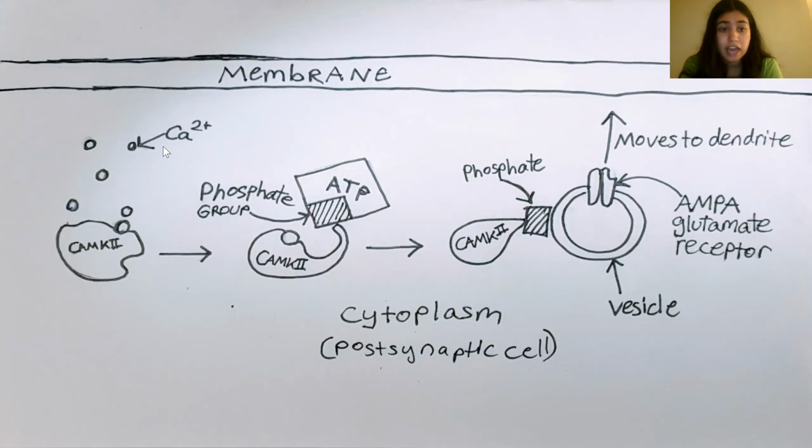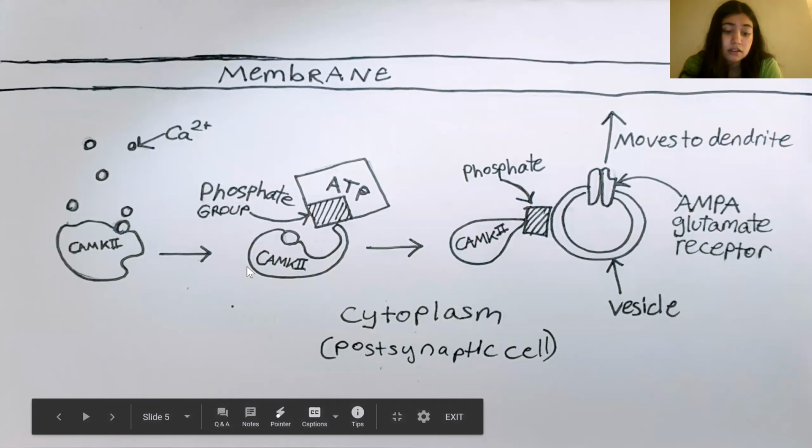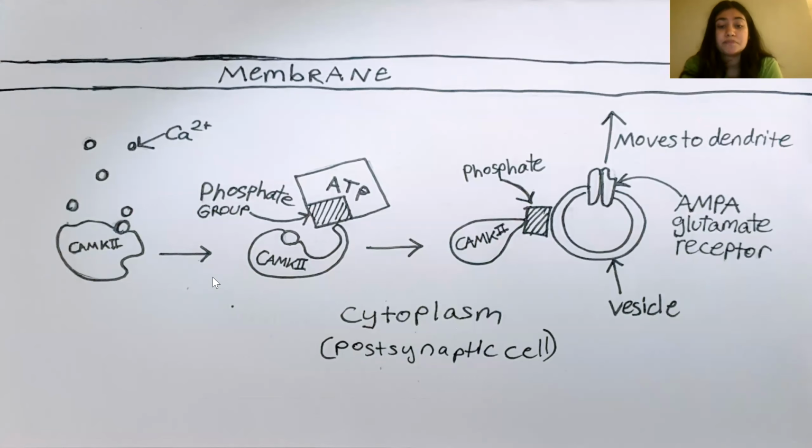CAMK2. The calcium ions bind to CAMK2. And this enzyme changes shape when calcium binds to it, and it grabs ATP, which is an energy-carrying molecule, from the cytoplasm inside the cell, and then it removes a chunk of the ATP containing phosphate and sticks that phosphate chunk onto a vesicle inside the cytoplasm that has an AMPA-type glutamate receptor on it.